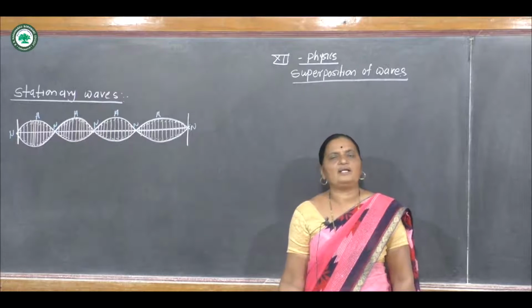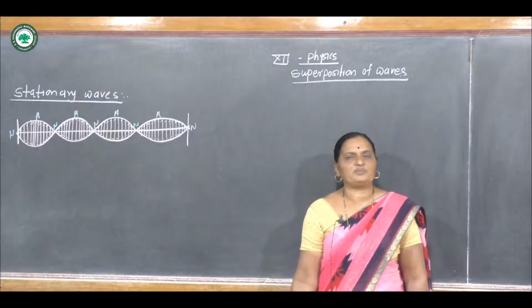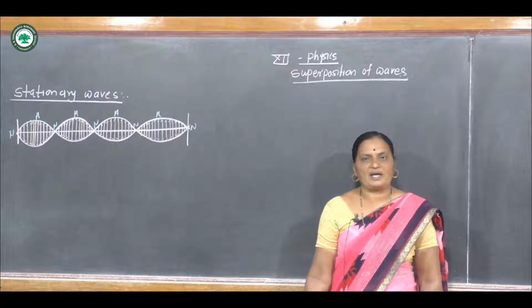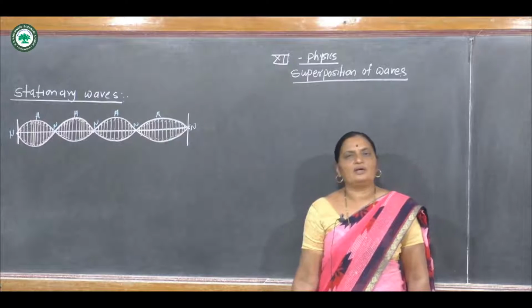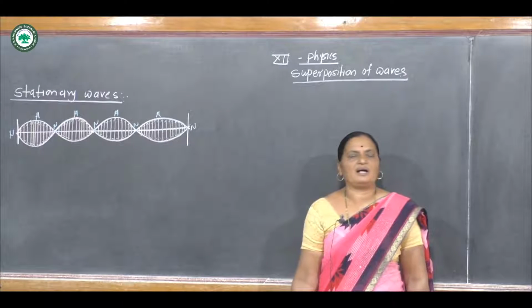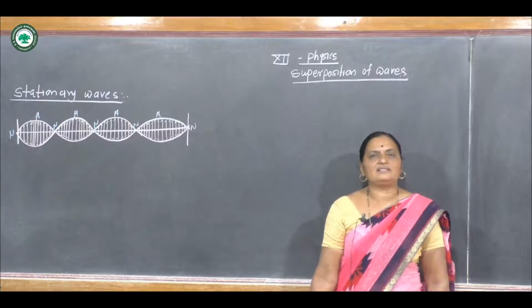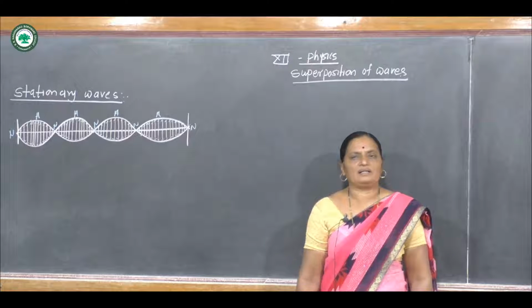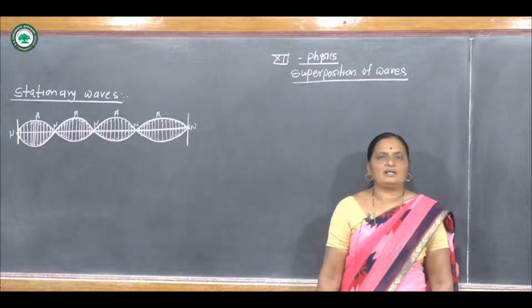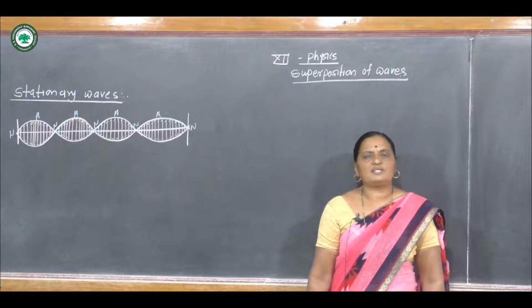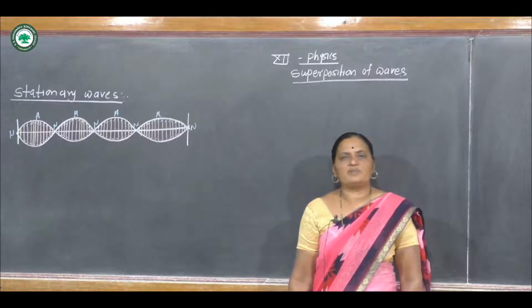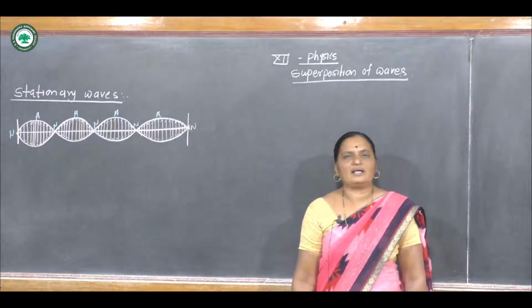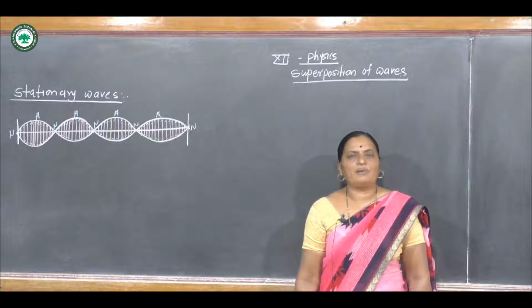Antinodes are the points at which the resultant displacement, the resultant amplitude, is maximum. That is, 2a cos(2 pi x upon lambda) is maximum, equal to plus or minus 2a, so cos(2 pi x upon lambda) is plus or minus 1. The angle is then 0, pi, 2 pi, 3 pi, etc.